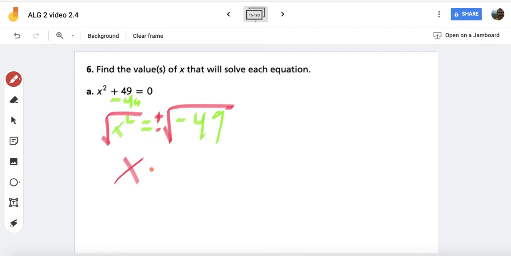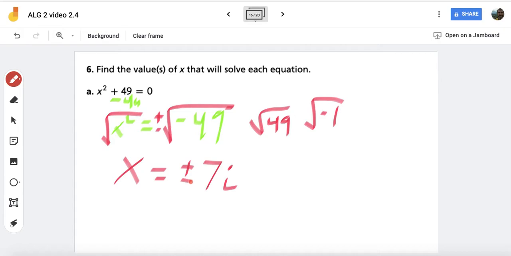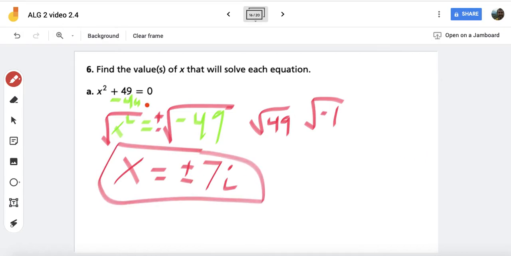x equals, now the square root of negative 49, that's like the square root of 49 times the square root of negative 1. And I'll write that out. Square root of 49, which is 7, times the square root of negative 1, which is i. Don't forget the positive or negative. So the answer to this problem up above here is positive or negative 7i. A little different way of doing it than what they did in the book. I'm going to use a similar strategy here on this one.